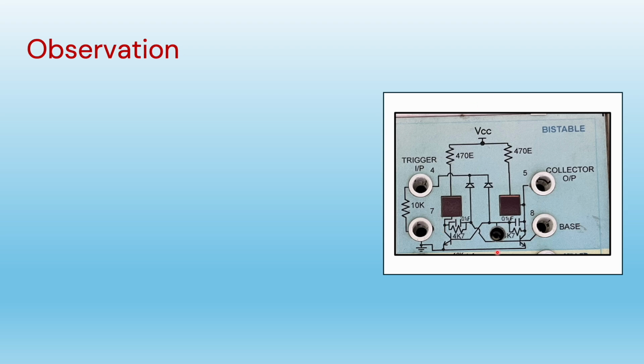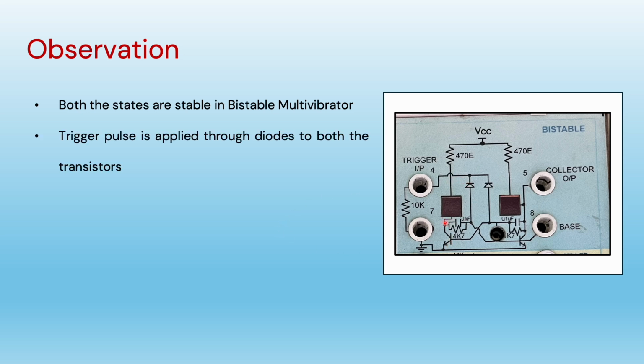As you can observe here, this is a bistable circuit. Here both the states are stable. That is, if this LED is glowing and this is off, then it will glow forever until a trigger input is given to switch the state.